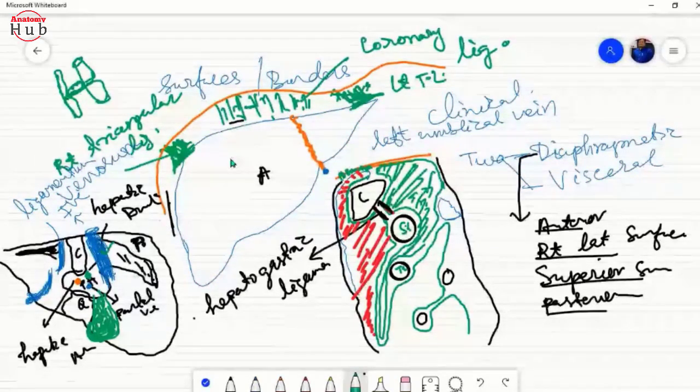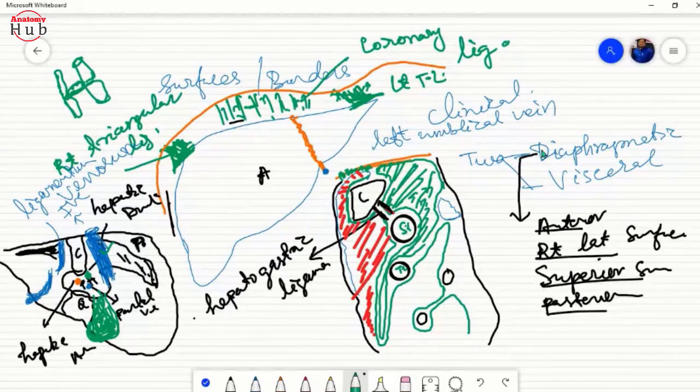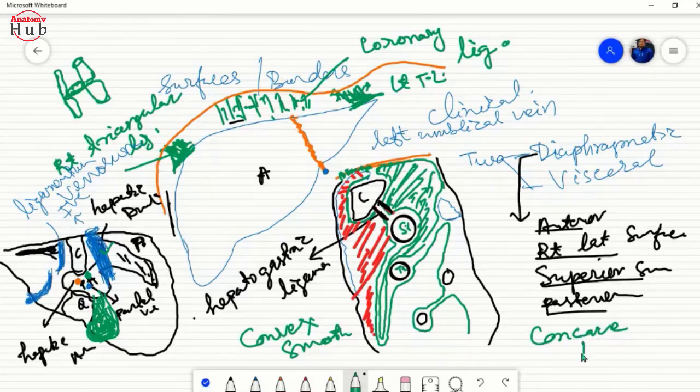If you see the liver, we'll see the diaphragmatic surface, that is actually convex and smooth, right? Here we find this surface is convex and smooth in nature. But if you see this visceral surface, it is actually concave, and it is rough in nature. Rough, why? Because you'll find so many impressions over there. What are these impressions? That we'll see right now.